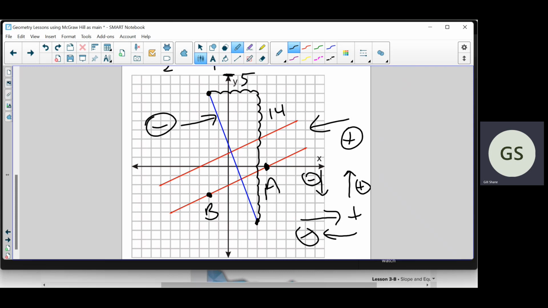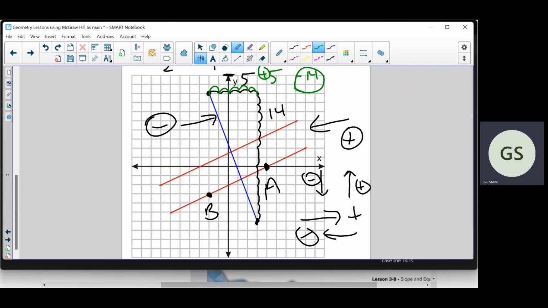So now if I would have counted right, so let's do this a different way. I'm going to use green. If I would have counted right, 1, 2, 3, 4, 5, I would have said that is positive 5. Then though I would have counted down 14 and I would have said that's negative 14. So either way, I would have gotten a negative slope. It's just in one case, the 5 is negative, in one case, the 14 is negative.